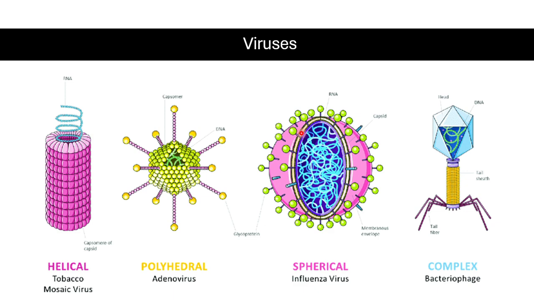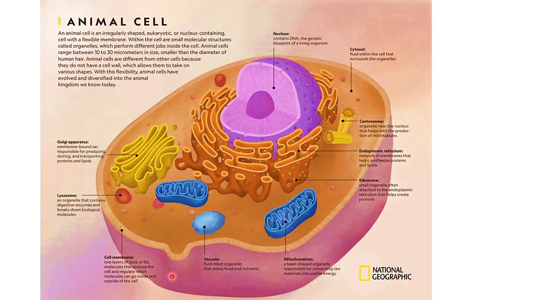However, under the similar umbrella of the microorganism, we have viruses as well, but viruses' structure is entirely different from what we have already seen back in the bacterial, fungal, and the algal cells. So these can be helical, these can be polyhedral, the spherical ones such as the influenza virus, and they can be much more complex, just as the bacteriophage. That is the bacterial virus. It actually infects the bacteria.